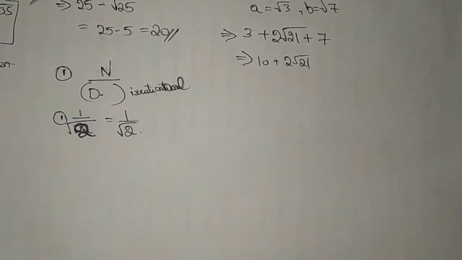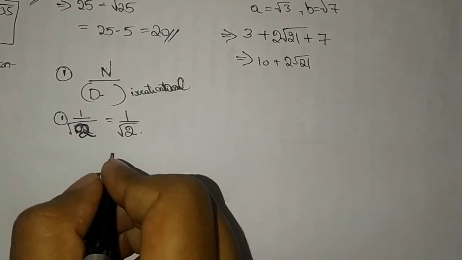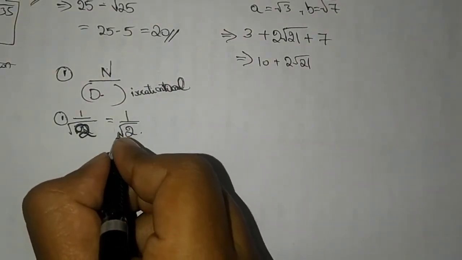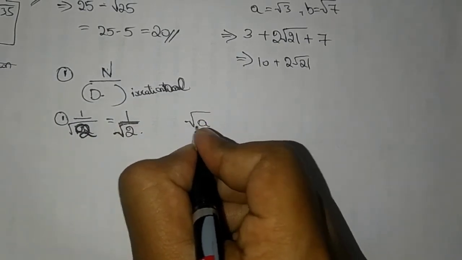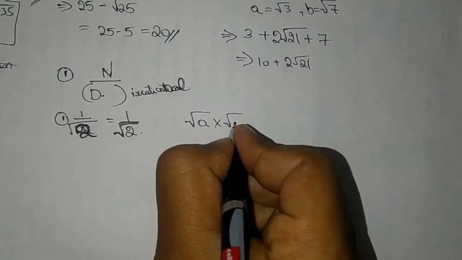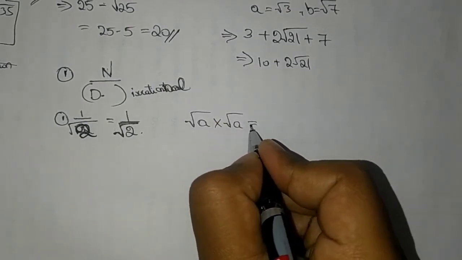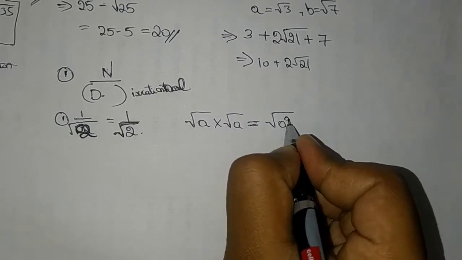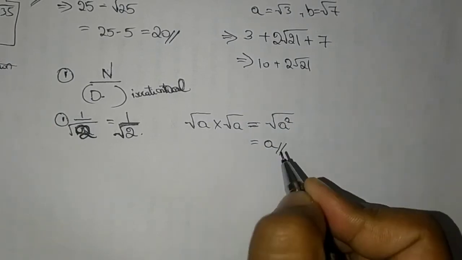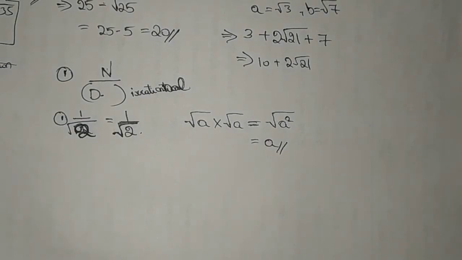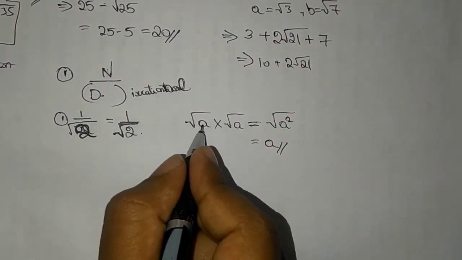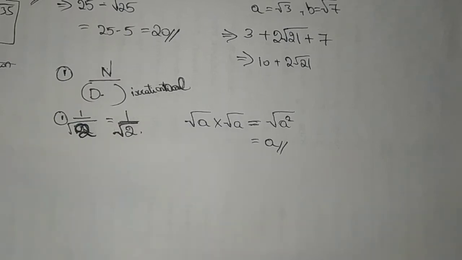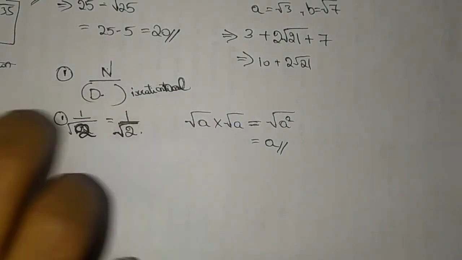What we need to do actually is, I will tell you the method. If there is a single number in your denominator, if there is a root a, you need to multiply it with root a, so that you will get the square root of a square, which is a. Can you get the concept? Here also the same thing. You need to multiply root 2 with root 2. And you need not alter this equation.